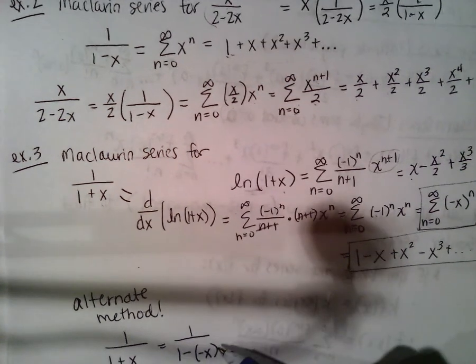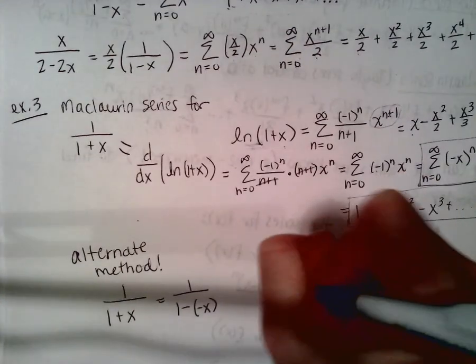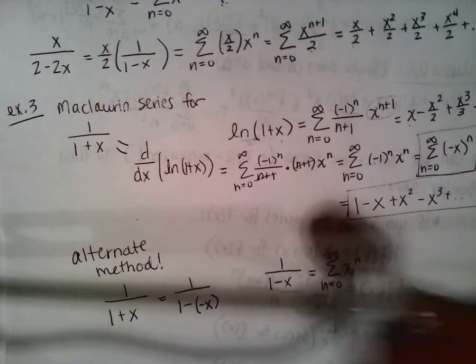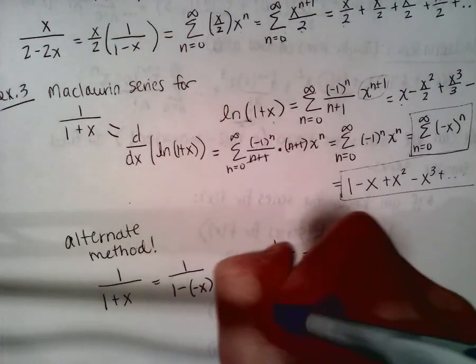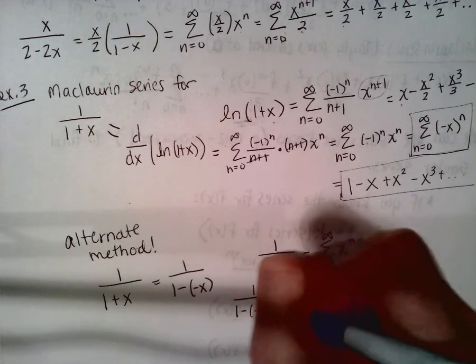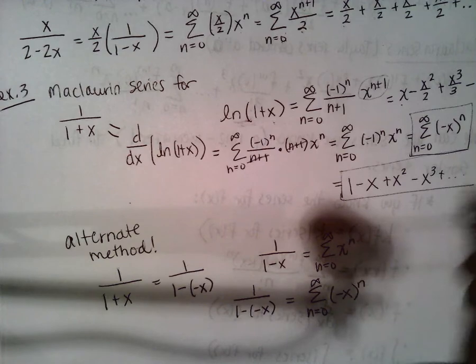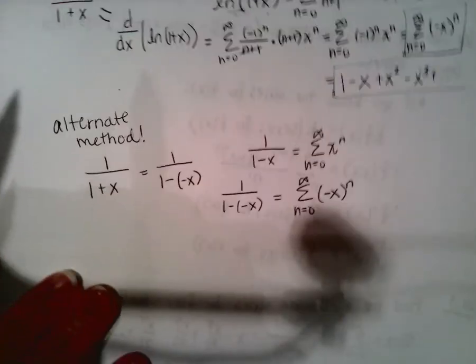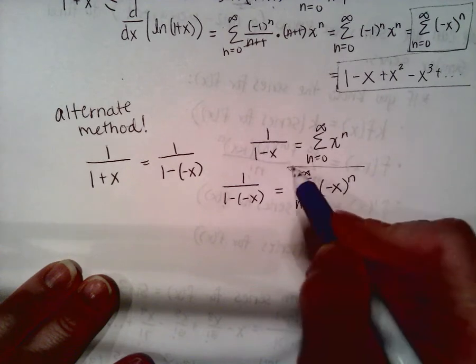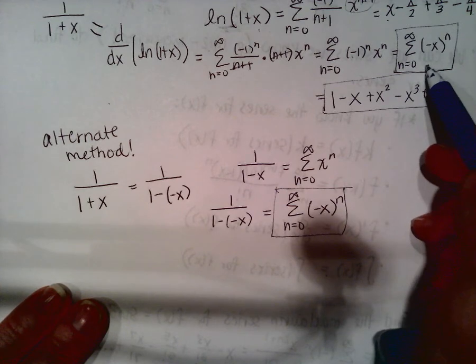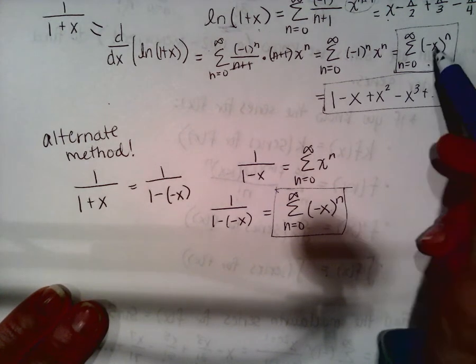So all I would have to do is take the series for 1 over 1 minus x and replace all the x's with a negative x. So the series for 1 over 1 minus x, remember, is just the sum of x to the n, okay? Which means the series for 1 over 1 minus negative x would equal the sum from n equals 0 to infinity of negative x to the n. Okay, notice this way might have actually been easier this time. That's the same exact solution I got up here when I did the derivative of the natural log of 1 plus x. So it works either way.